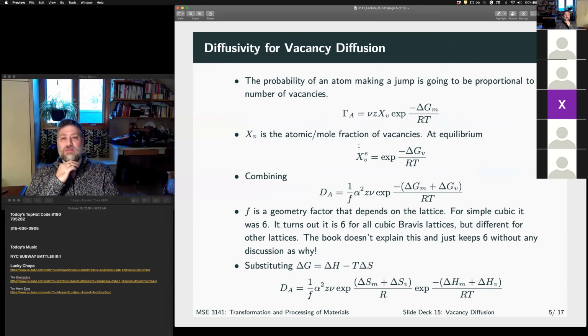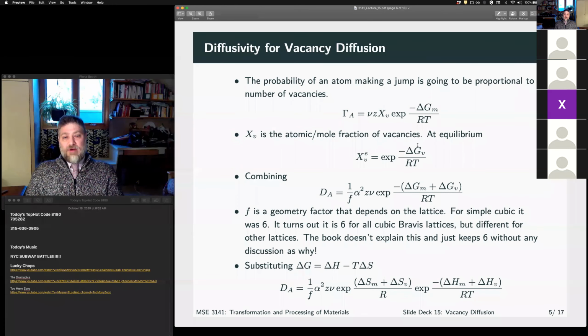All right. So the probability of making a jump is going to be proportional to the number of vacancies. This is just the equation we saw before multiplied by the fraction of vacancies. So this jump frequency for vacancy diffusion is much less than interstitial diffusion, because the number of vacancies, unless you're up close to the melting temperature, is very small. Remember, you calculated the equilibrium number of vacancies as a function of temperature. So if we're low, this is going to be a small number.